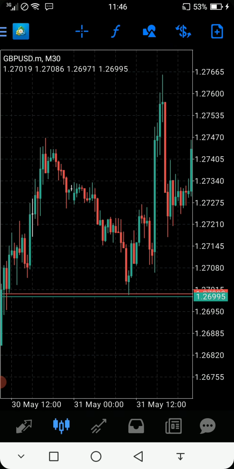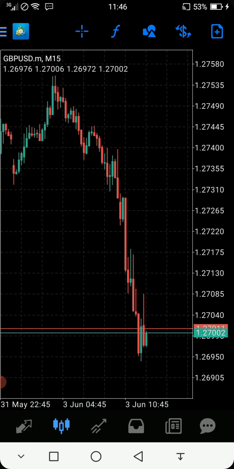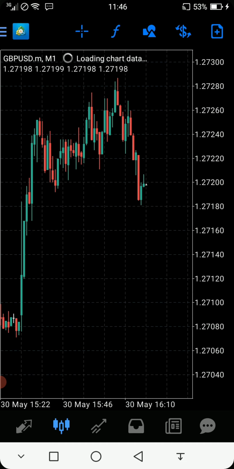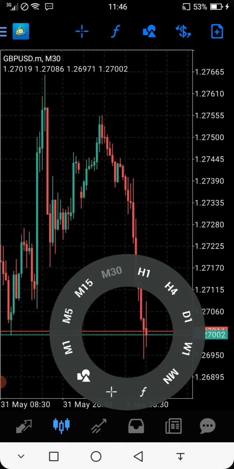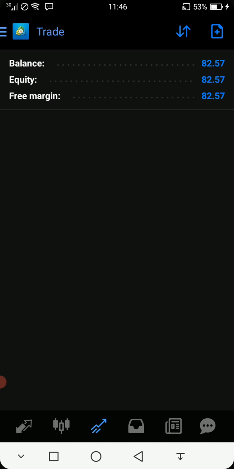So now we are getting ready to enter some buys, but not now, later on. I'll enter some buys later. But yeah, guys, that is the update on the account. Currently we are at 82 US dollars, as you can see here on the screen.